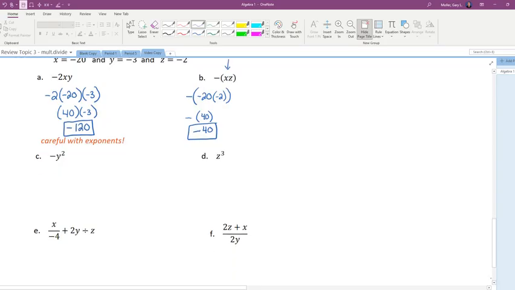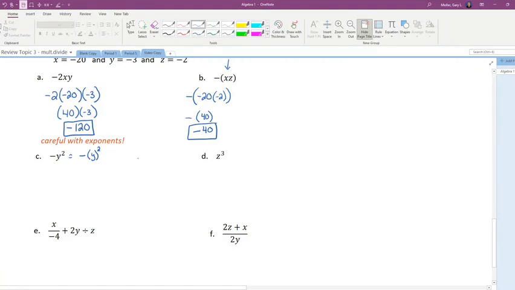Exponents. Be very careful with your exponents. I want you to notice what is being squared here. And this is the most common mistake with exponents, is just putting too many things into the exponent. So we look at this problem. The negative here is not being squared. Only the y is being squared. So another way of writing this problem would have been to write negative and then in parentheses put y and then square it. Those two things mean exactly the same thing. So we have to be very, very, very careful.